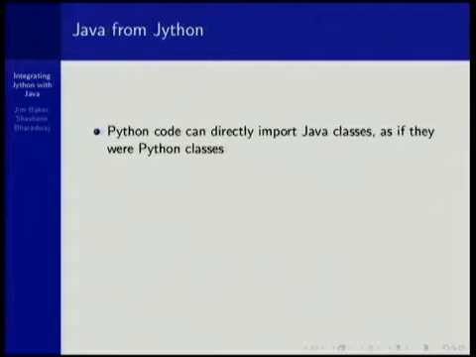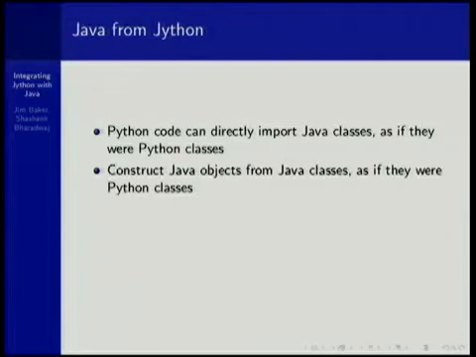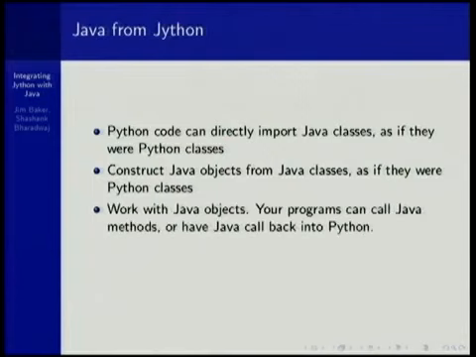So in terms of the use of Java from Jython, Python code can directly import Java classes as if they were Python classes. And I think this is how they know Jython. So it should not be too different from what you've seen in the past. You can construct Java objects from Java classes as if they were Python classes or Python types. You can work with Java objects. Programs can call Java methods or have Java call back into Python, again, as if it were just Python.